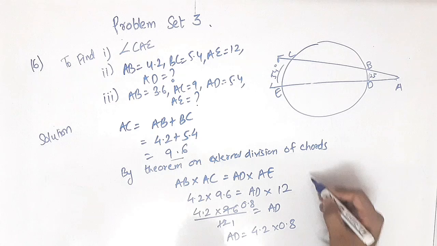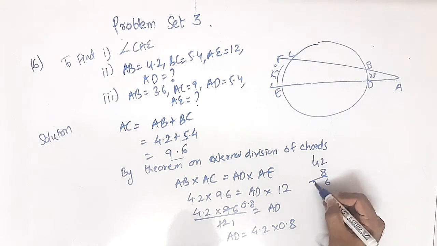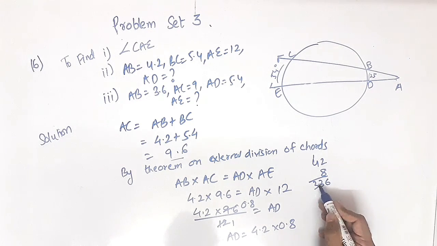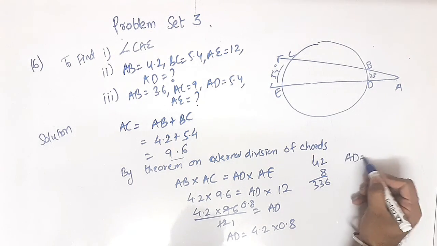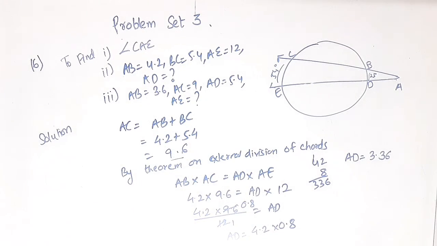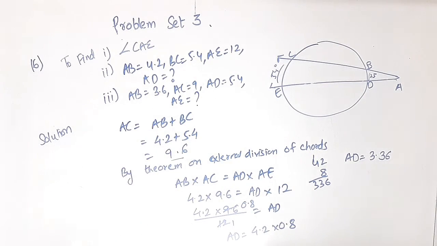What is the multiplication? Let us solve here. 42 into 8: 8 twos are 16, 8 fours are 32, 336. Where will we put the point? One, two. So AD will be equal to 3.36. Okay, correct. So AD is 3.36. Let us move on to the third sub question.